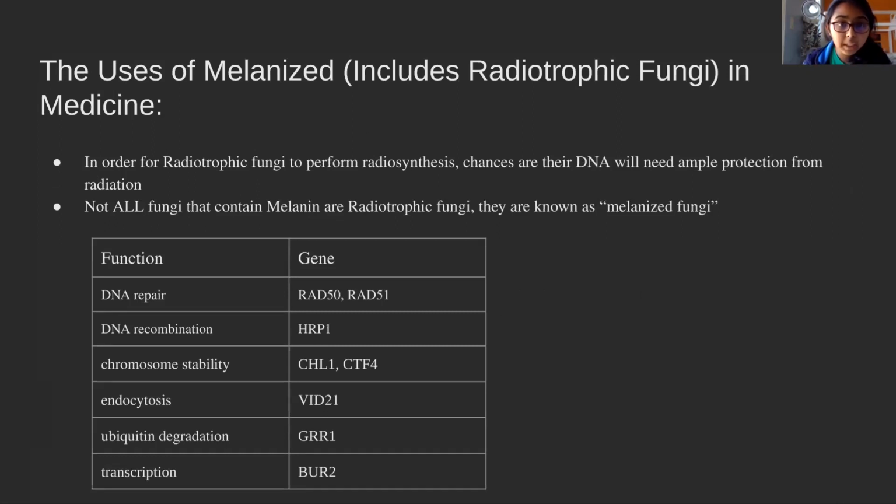So the first use for radiotrophic fungi is in medicine, and this is more through the fact that they are melanized. In order for radiotrophic fungi to perform radiosynthesis, chances are that their DNA will need ample protection from radiation. Not all fungi contain melanin, and not all melanin-containing fungi are radiotrophic fungi, as melanin is an extremely common pigment, even in the kingdom of fungi, just like it is in the animal kingdom.